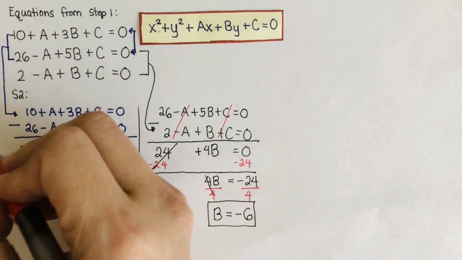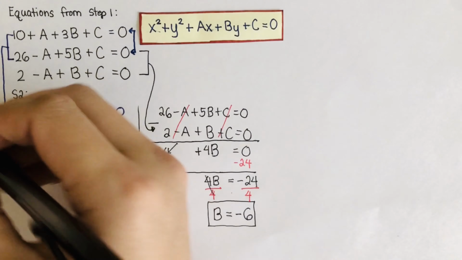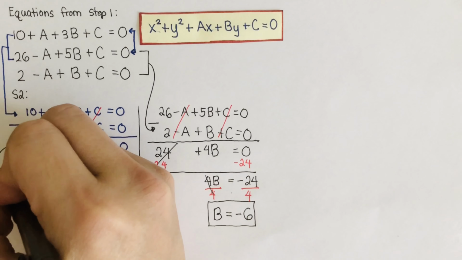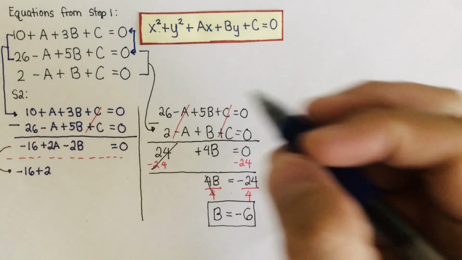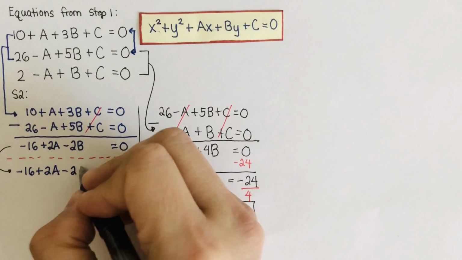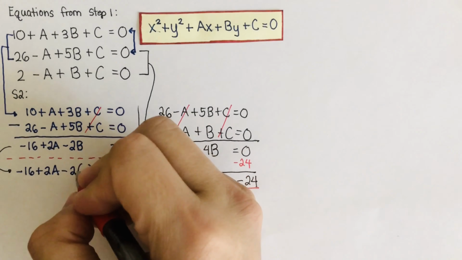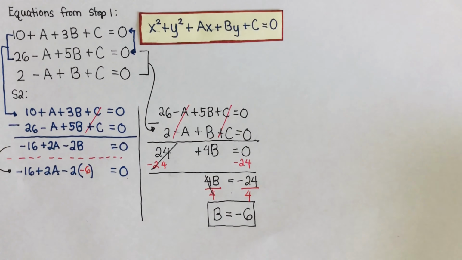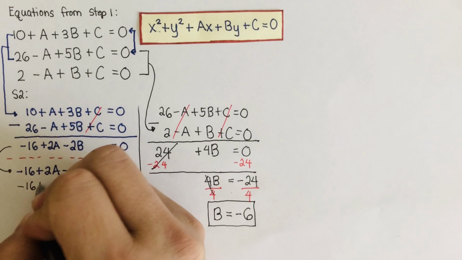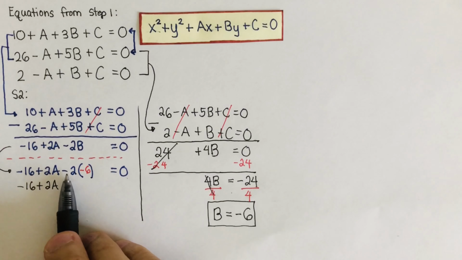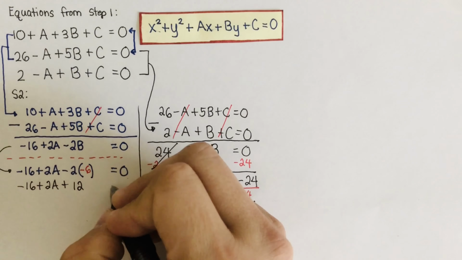So I'm going to show the work in here. So I will copy the same equation right here. So I'm going to write that equation over here. But then we have negative 16 plus 2a minus 2 times the B that we got equals 0. So the B that we got here is negative 6. So I'm going to write negative 6. So then I'll just do the arithmetic here. So first we have a negative 16 plus 2a. Negative 2 times negative 6 is a positive 12 is equal to 0.